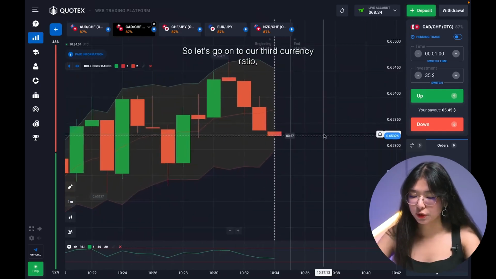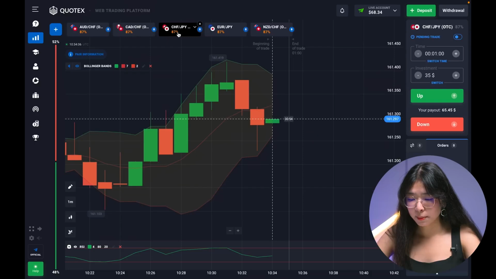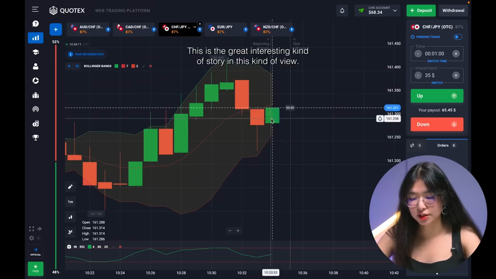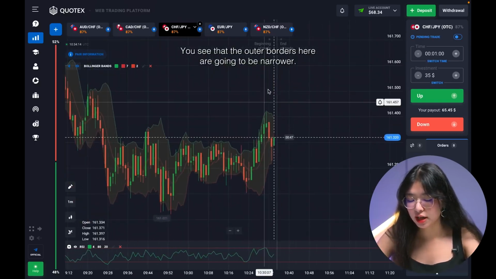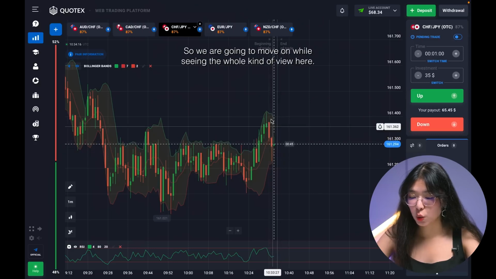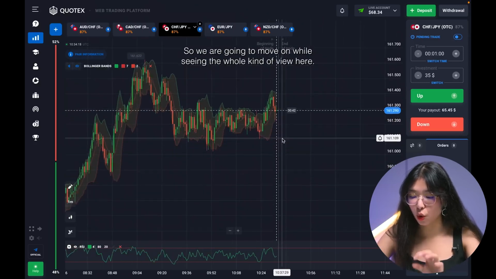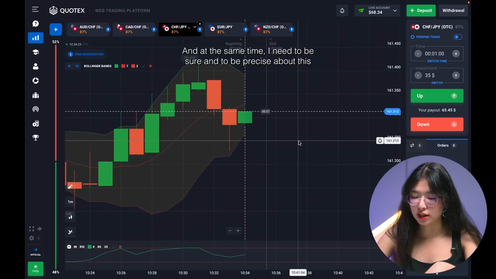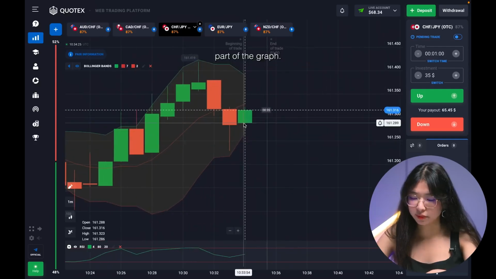So let's go to our third currency pair. This is a great, interesting kind of story in this view. You see that all the borders here are going to be narrower, so we are going to move on while seeing the whole view here. At the same time, I need to be sure and precise about this part of the graph.